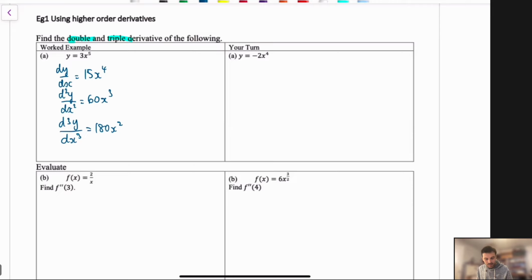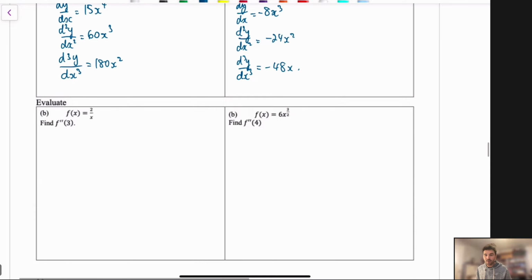Okay, we're going to go through the answers. So dy by dx you should have as negative 8x cubed, d squared y on dx squared is negative 24x squared, and d cubed y by dx cubed is going to be negative 48x. Hopefully you got that well.